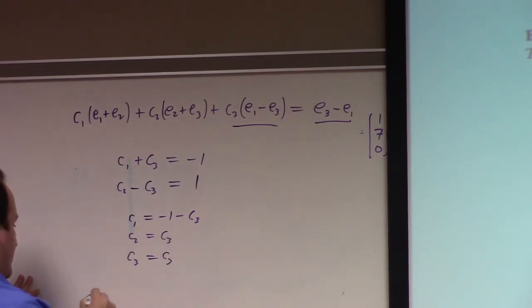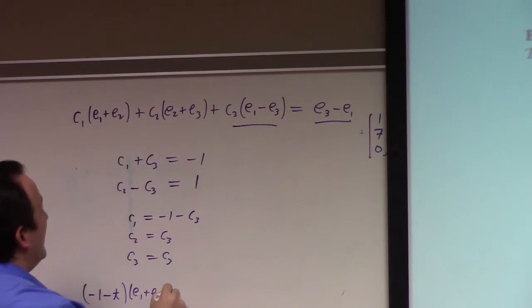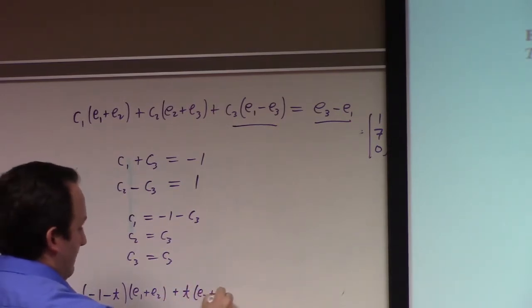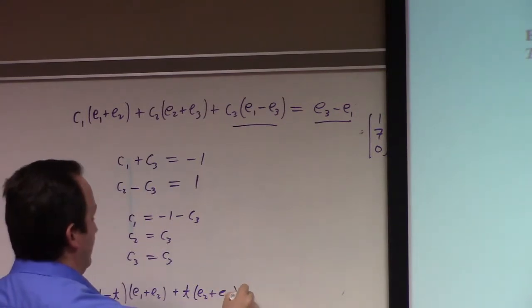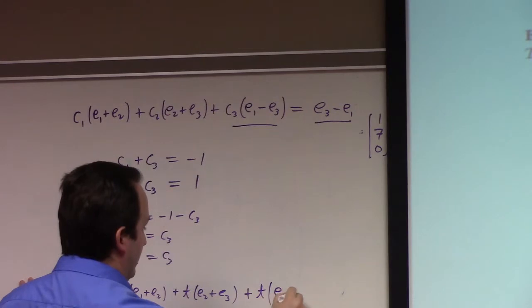So what that means is I could take minus 1, I'll use a t rather than C3 just for a second here. Minus 1 minus t times E1 plus E2, plus t times E2 plus E3, plus t times E1 minus E3, right?